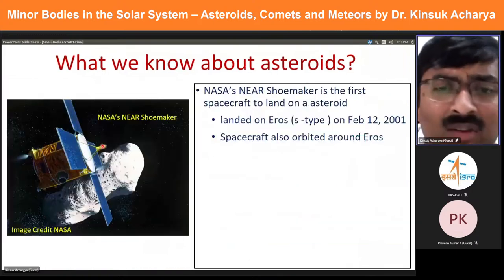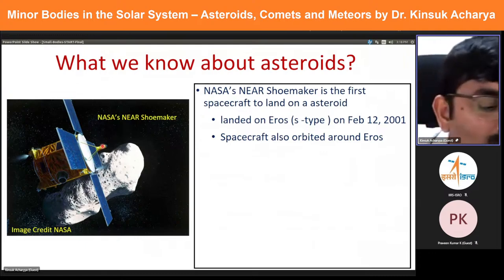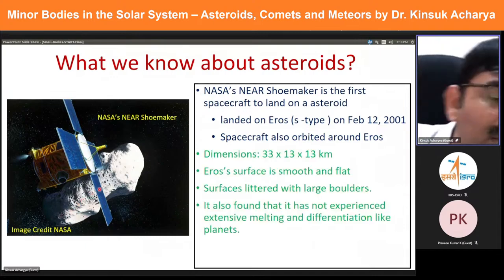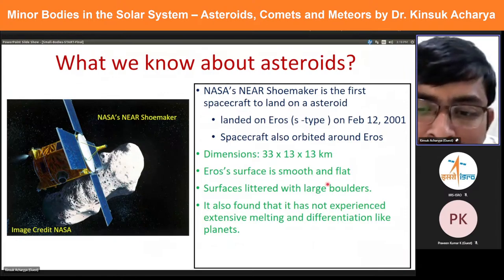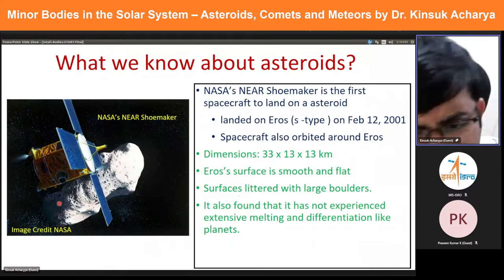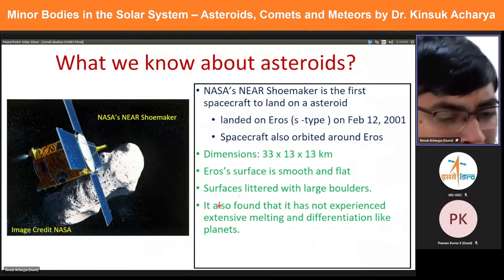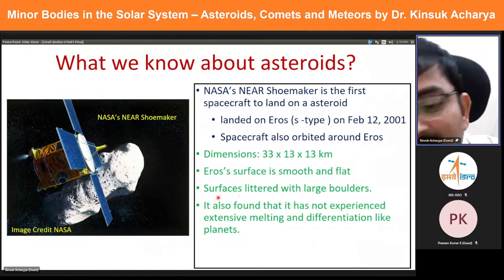Next, NASA's NEAR Shoemaker, which is the first spacecraft to land on an asteroid. This is the S-type asteroid Eros. That image I have already shown. This spacecraft first orbited and then it landed. Here they found the Eros surface is smooth and flat, and also littered with large boulders. They also found that this object didn't experience any differentiation.